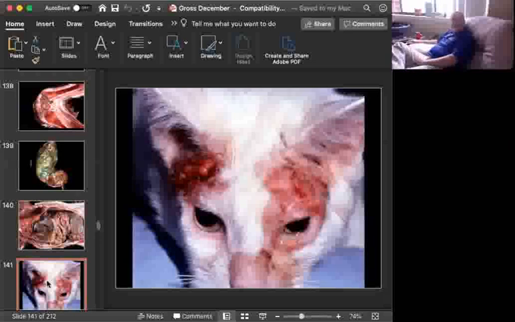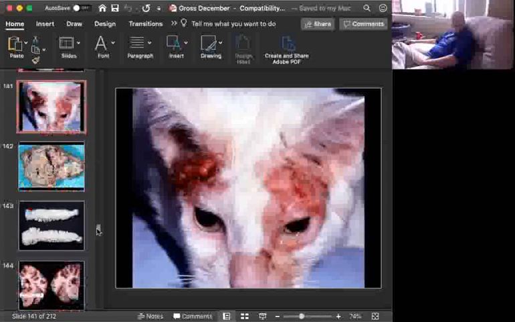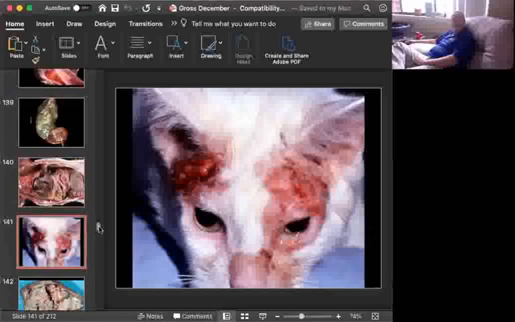Slide number seven is tissue from a cat, a kitty cat, and can you give me a likely morphologic diagnosis?